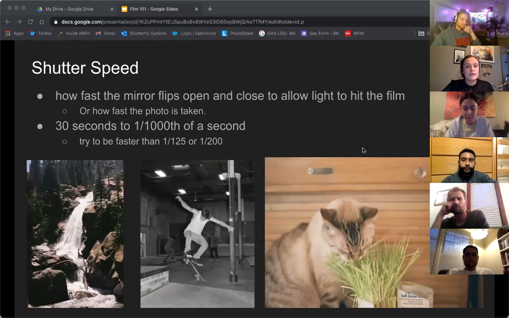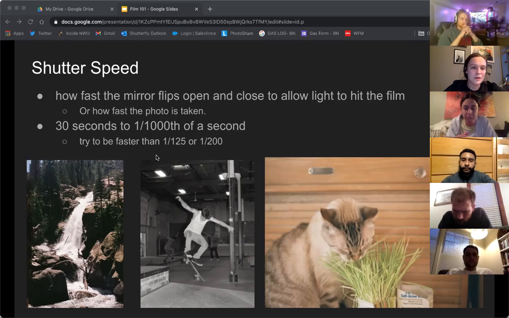So your shutter speed essentially is how fast you take a picture. It's technically how fast the mirror flips open and then closes to expose the film that's behind it. And if you haven't looked at your cameras yet, you have mirrors in them with these things right here. And these will flip when you take a photo, exposing your film to light. And that's essentially what a photo is.